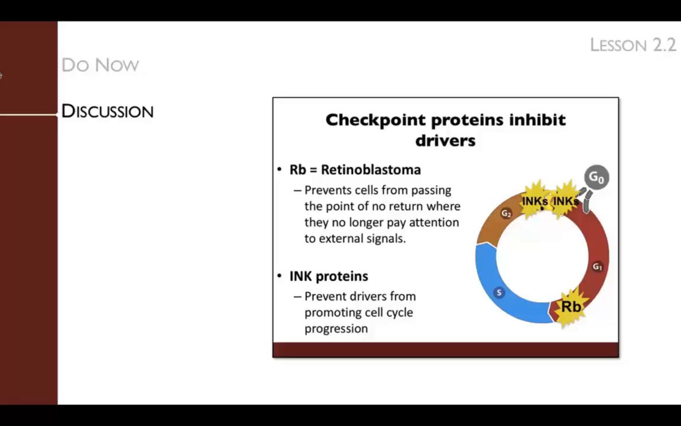The INK, or inhibitor kinase proteins, make sure that a cell doesn't actually divide until everything is in order to make sure the daughter cell will be normal. INK proteins work on the G2 and mitosis drivers.